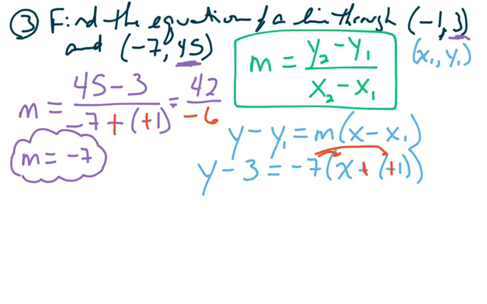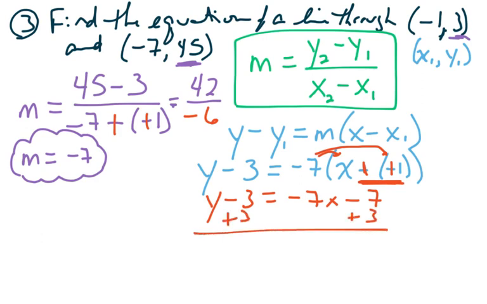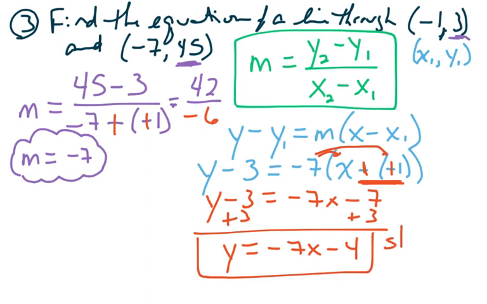Slope-intercept form has y by itself on one side and everything else on the other side. So we'd be at y minus 3 is equal to negative 7x. Now remember, this ends up simplifying to a positive 1, so negative 7 times that positive 1 is a negative 7. And then finally, to get y by itself, we just add the 3 to the other side. Add it under the like terms. I get y equals negative 7x minus 4. And that's my answer in slope-intercept form.